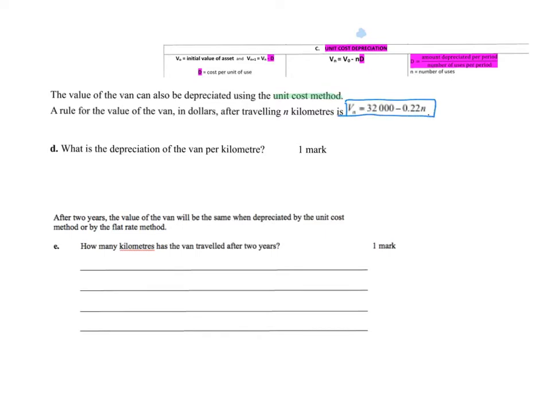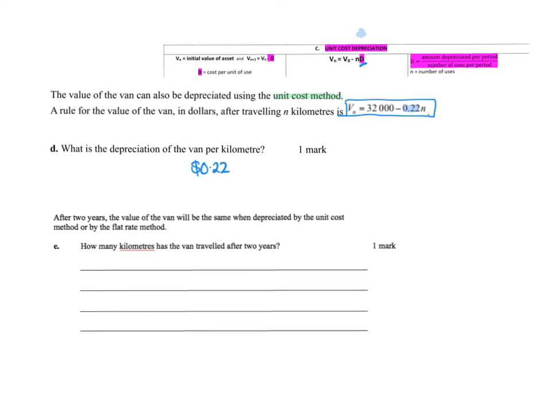Okay, what is the depreciation of the van per kilometre? So you can see in the formula it's that little d bit. So here we can see that it is 0.22. So we're going to say $0.22 or 22 cents. So after 2 years, the value of the van will be the same when depreciated by the unit cost method or the flat rate method.